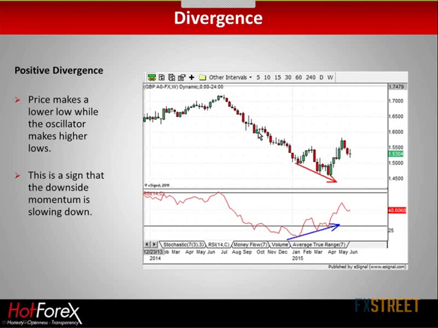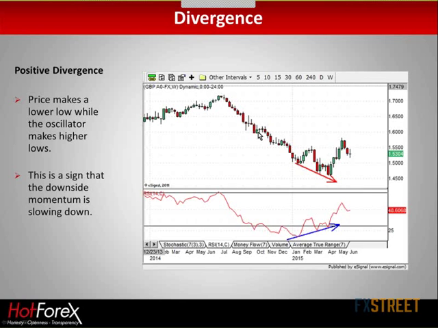Can somebody give me ideas why the divergence happens over there? You can type your answers in the chat window. Why do we have divergence here on this indicator? I'd love to see some answers.